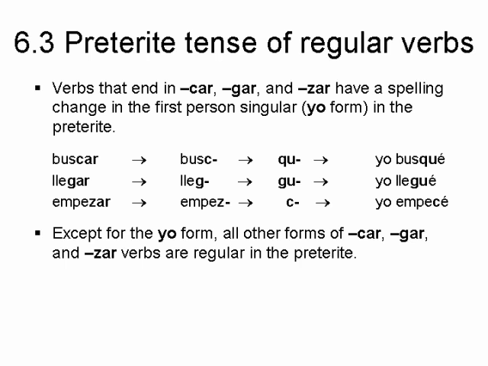Similarly, with changing the C to QU, if you had CE, it would make an S sound, and you want to keep the K sound. So the yo form is busqué, and then the tú form would be buscaste, buscó, buscamos, buscaron. Similarly, with the Z changing to C, this one isn't really a huge deal as far as the sound.